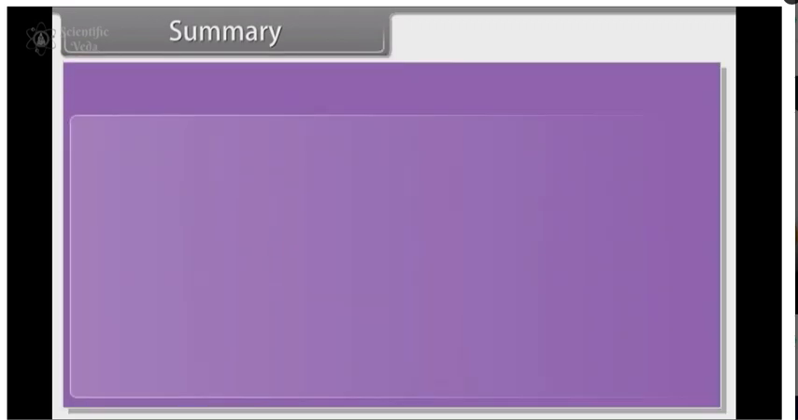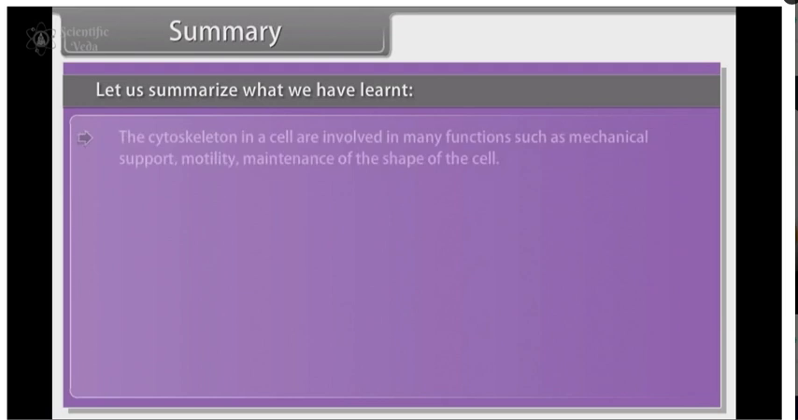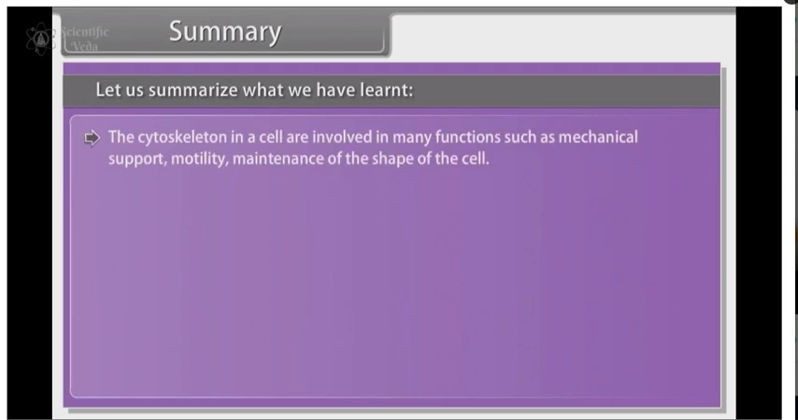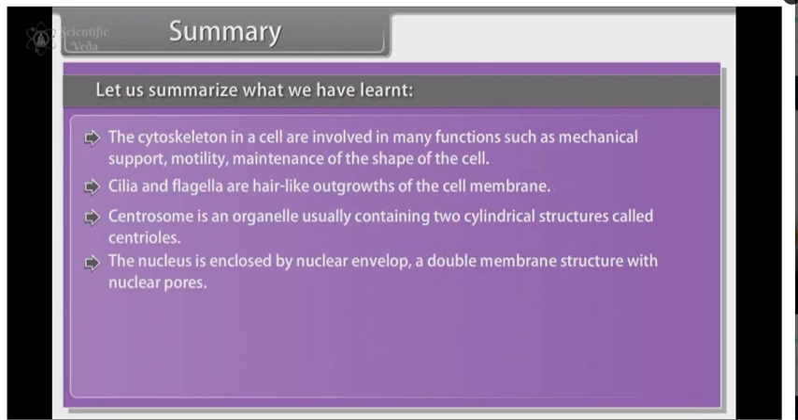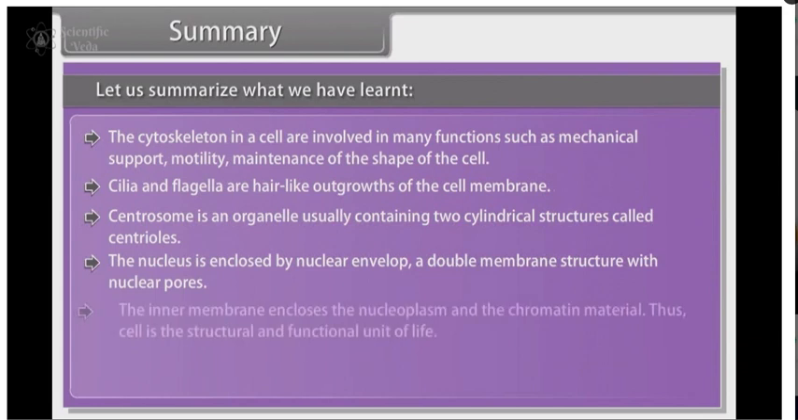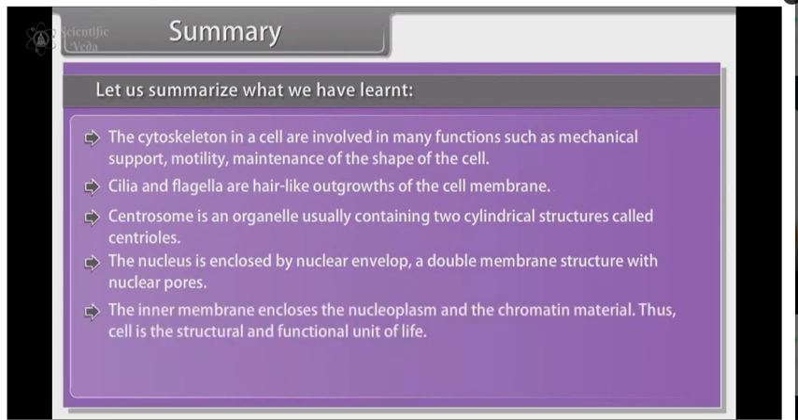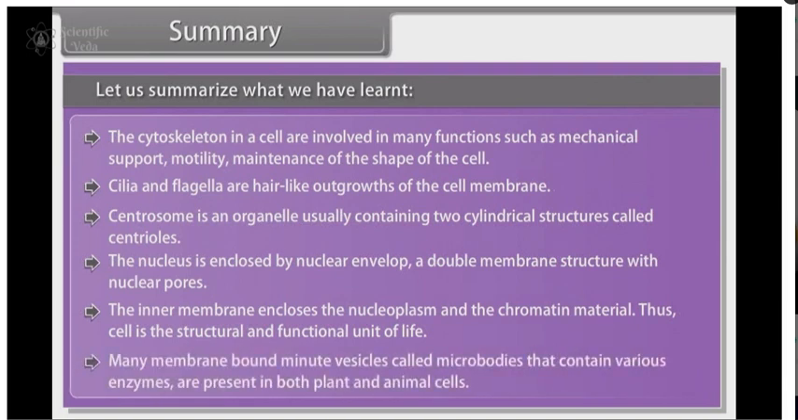Summary. Let us summarize what we have learnt. The cytoskeleton in a cell is involved in many functions such as mechanical support, motility, maintenance of the shape of the cell. Cilia and flagella are hair-like outgrowths of the cell membrane. Centrosome is an organelle usually containing two cylindrical structures called centrioles. The nucleus is enclosed by nuclear envelope, a double membrane structure with nuclear pores. The inner membrane encloses the nucleoplasm and the chromatin material. Thus, cell is the structural and functional unit of life. Many membrane-bound minute vesicles called microbodies that contain various enzymes are present in both plant and animal cells.